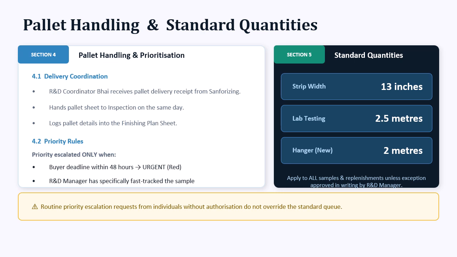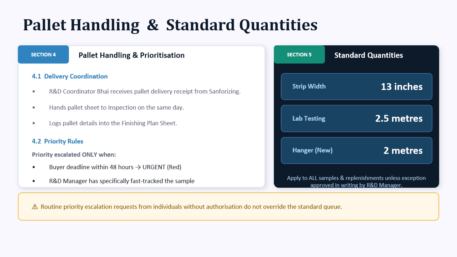Priority is only escalated in 2 situations: a buyer deadline within 48 hours or a specific fast-track request from the authorized R&D personnel, such as a senior manager or deputy general manager. Ad hoc requests from individuals do not override the queue.